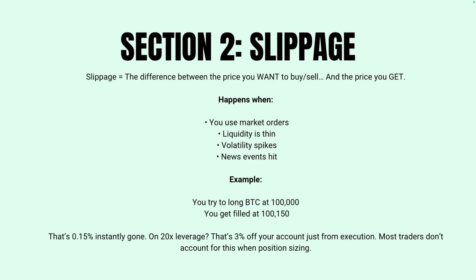So let me take you through an example. Let's say you try to long Bitcoin at 100,000. You get slippage, so your actual fill occurs at 100,150. That's 0.15% instantly gone. On 20x leverage, that's 3% off your account just from execution. Most traders don't account for this when position sizing.